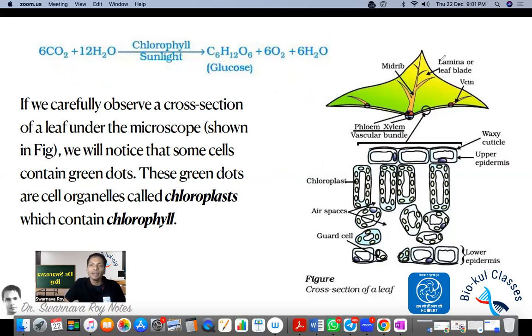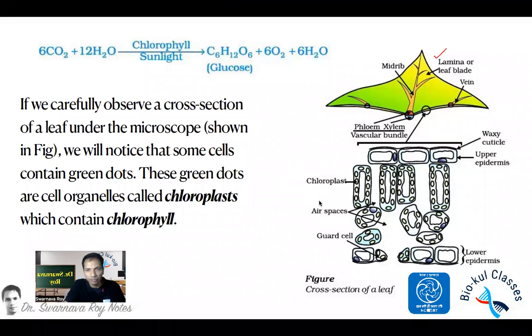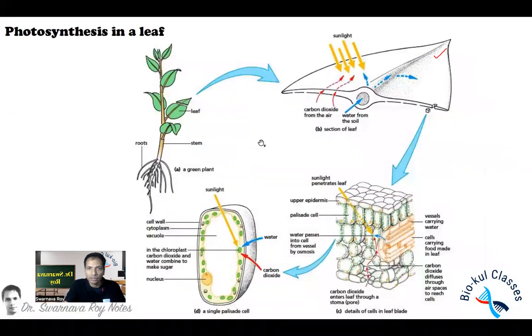Look, this is a green leaf, and as you can see, this is the midrib of the leaf, and you can see the venation in the leaf. This is called the leaf blade or the lamina. So we can look at another detailed picture. And in this picture, we can see one by one. This shows the whole process of photosynthesis in leaves.